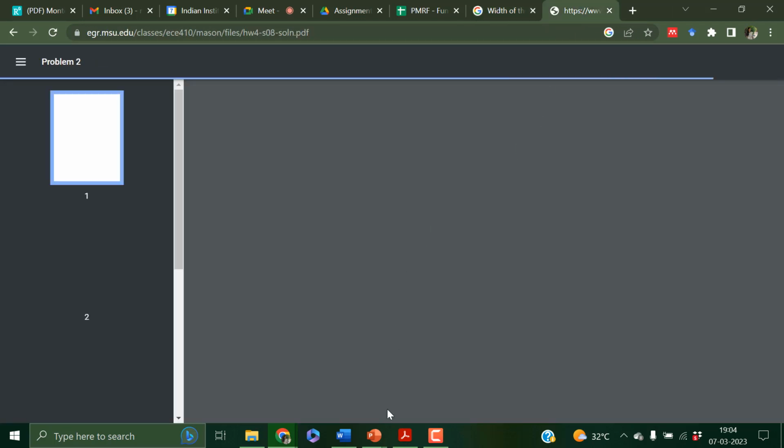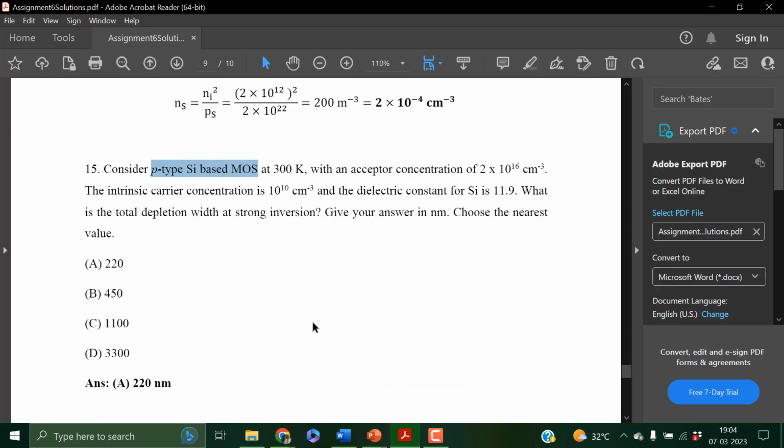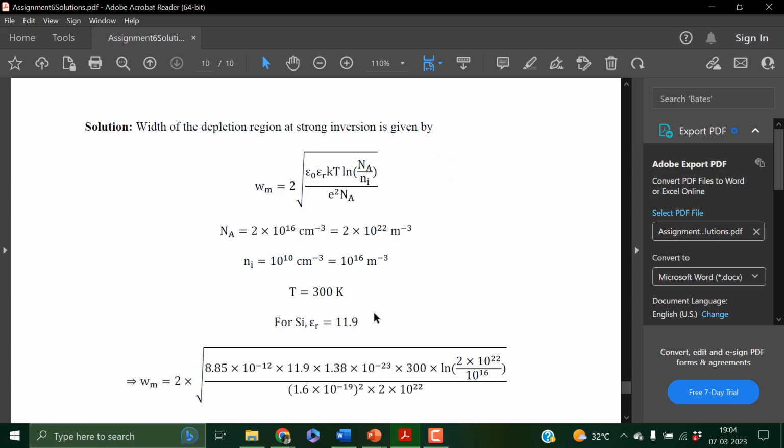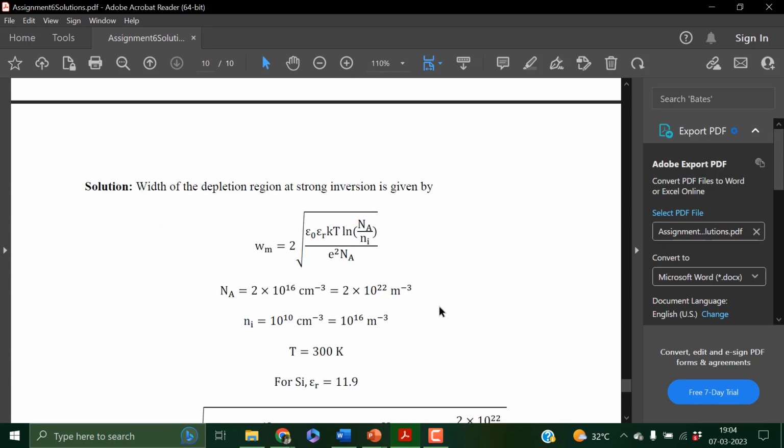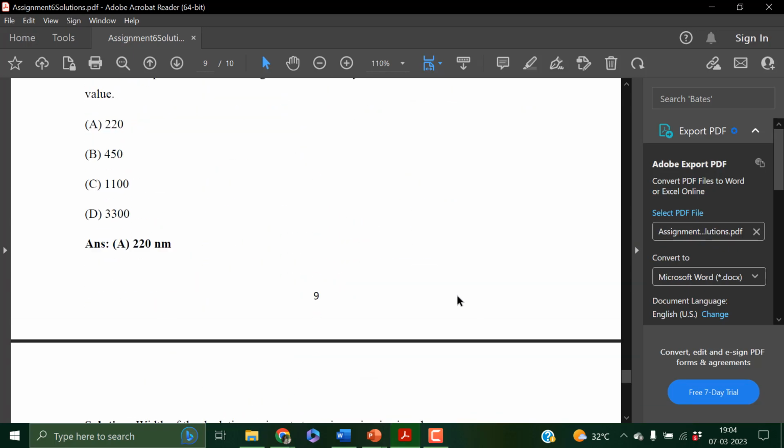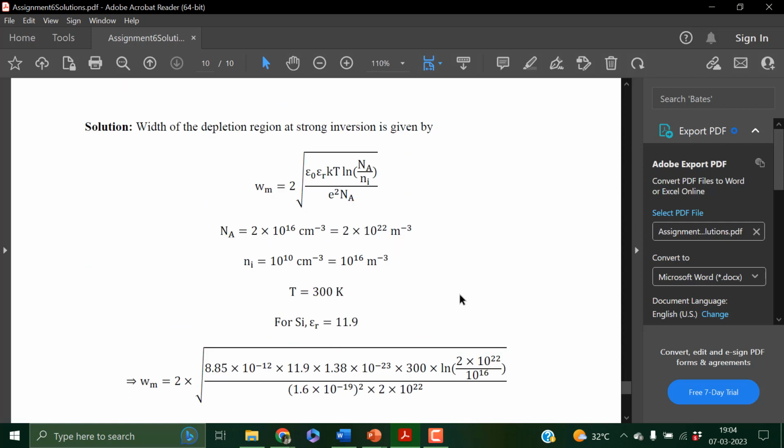Ma'am, I'm not getting the answer they have given in the options. Actually, I'm getting some different answers. Okay, so can you tell me the equation that you used? Ma'am, first I calculated phi s by using the equation 2 times phi B, that is 2 kT ln(Na by Ni). Okay. I found the answer to be 1.2 into 10 raised to minus 19.